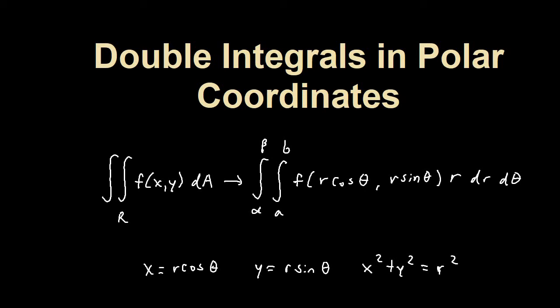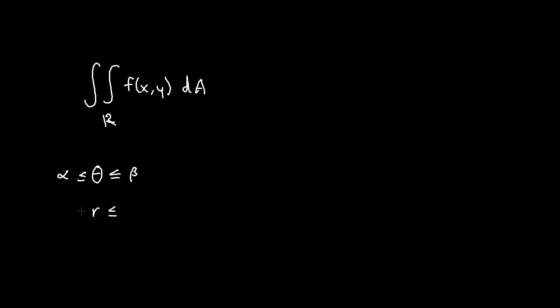So let's take a look at double integrals in polar coordinates. Let's say we're trying to find the double integral of some multivariable function f of x, y described by region R in polar form, and we're trying to evaluate the double integral in polar form. Let's say that the angle theta is in between alpha and beta, so two different angles, and then the radius is in between a and b.